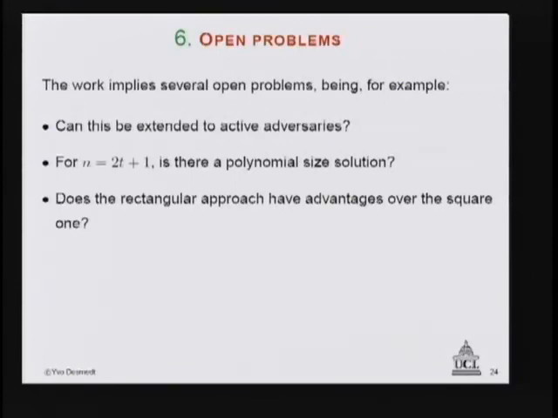So, what does the work imply for open problems? There are several things that it implies for open problems. Can this be extended to active adversaries?